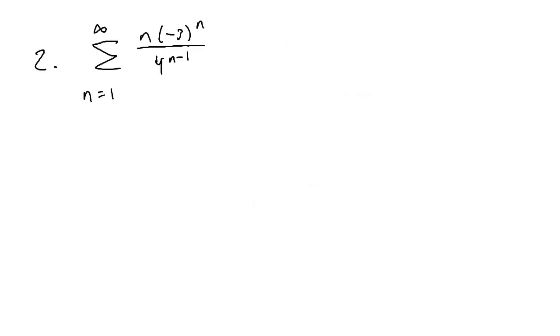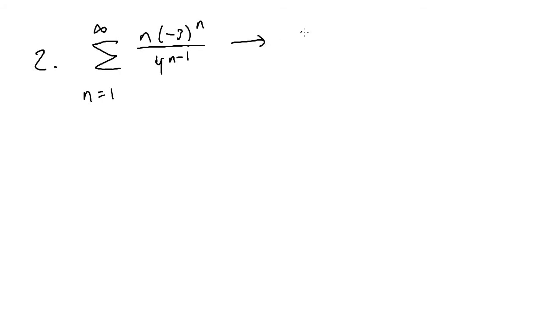So looking at number 2, we have the series from n equals 1 to infinity of n times negative 3 to the n over 4 to the n minus 1. Now you can use the alternating series test on this, since negative 3 to the n is an alternator, but it is also a good idea to use the ratio test.